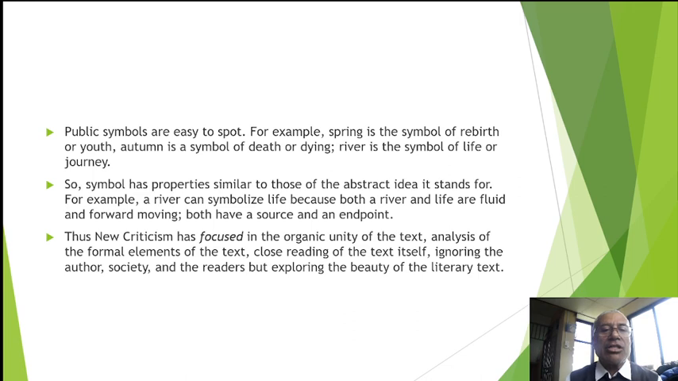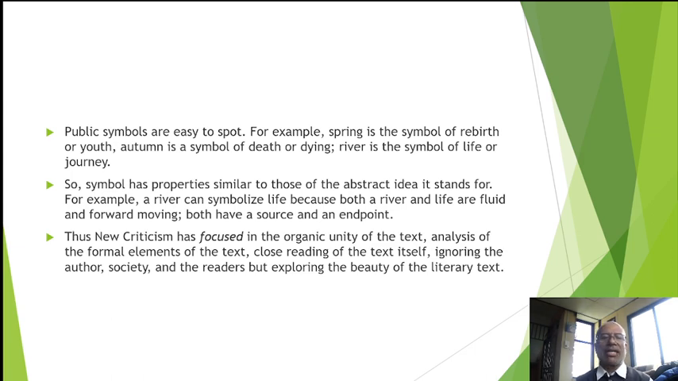Public symbols are easy to find out. For example, spring is the symbol of rebirth or youth, right? Or autumn is the symbol of death or dying. That is what symbols are, and that is literary language only. In scientific language, autumn means autumn, winter means winter. It does not talk about youth, it does not talk about death, it does not talk about age, does not talk about rebirth, right?